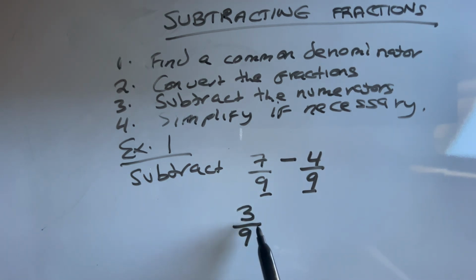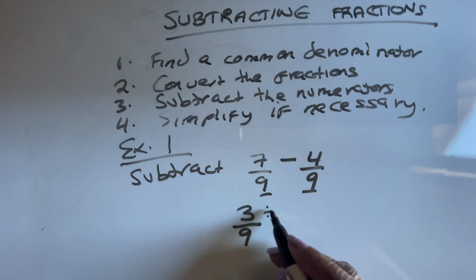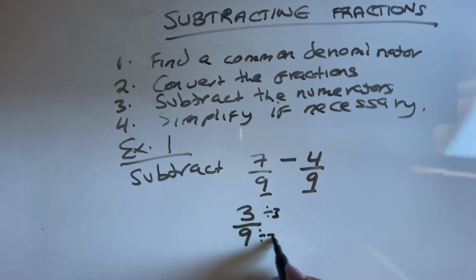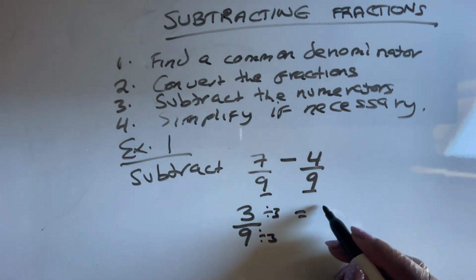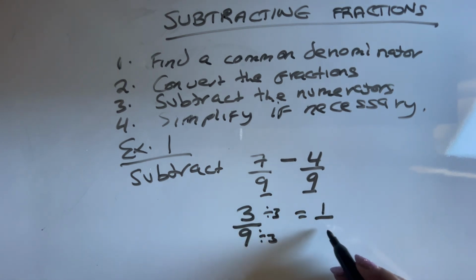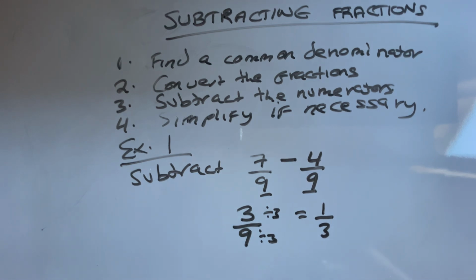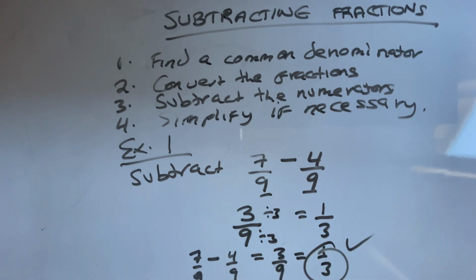Now we are going to simplify this fraction, and we can do this by dividing both the numerator and denominator by 3. 3 divided by 3 is 1, and 9 divided by 3 is 3. Therefore, 7/9 minus 4/9 is equal to 3/9. 3/9 further simplifies to 1/3, which is our final answer.